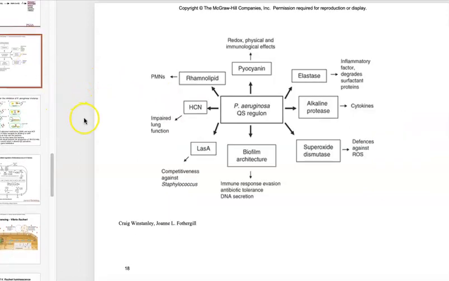And so this is just saying about roughly the same thing: rhamnolipids and PMNs, and making cyanide to damage tissue and so forth. Superoxide dismutase cleans up free radicals that the microbe might encounter in the human body, and proteases that I already talked about, like elastase and alkaline protease, destroy immune system factors and so forth.